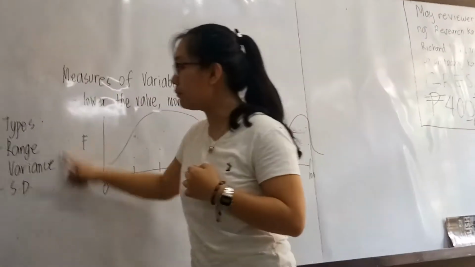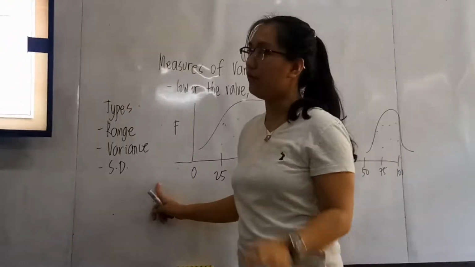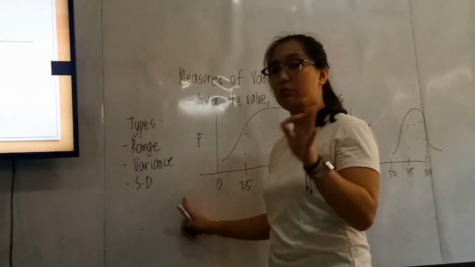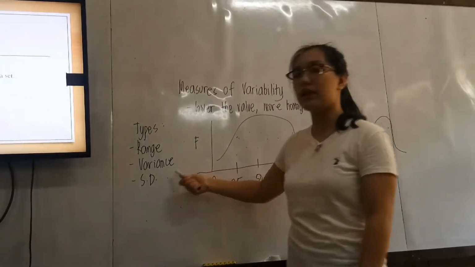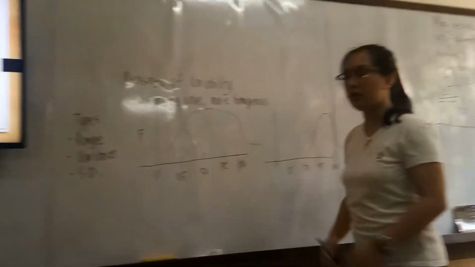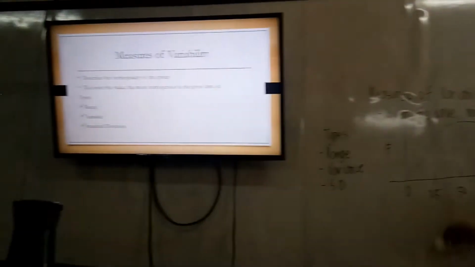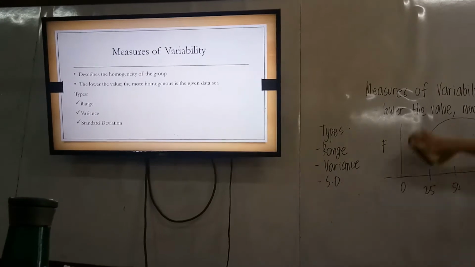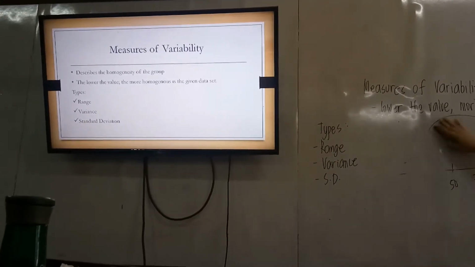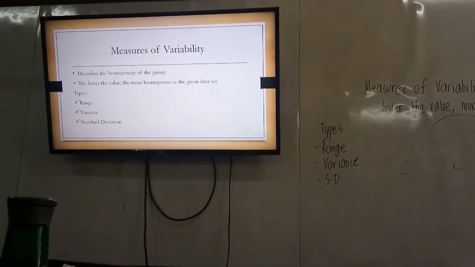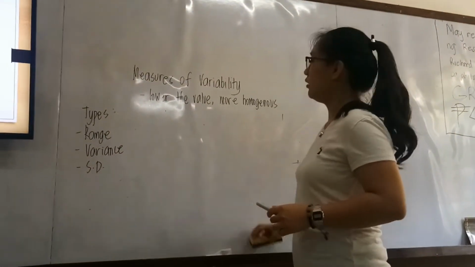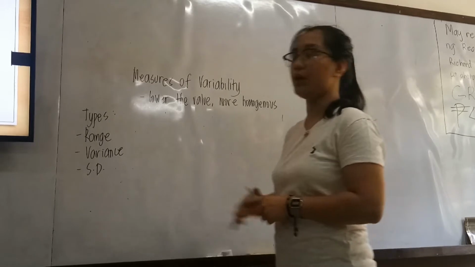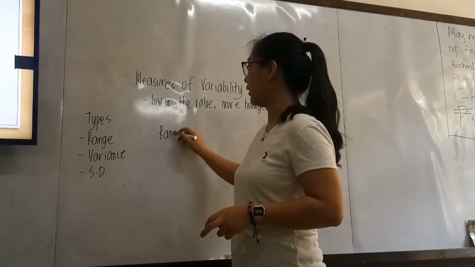Okay? We have types. We actually have 3 types, but we have many more. I'll just limit my discussion with 3. We have your range, variance, and then your standard deviation. Okay? Let's start first with your range. So this is how you're going to compute for your range, for your data set.